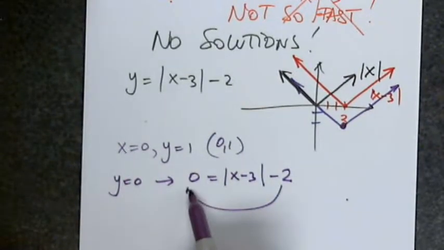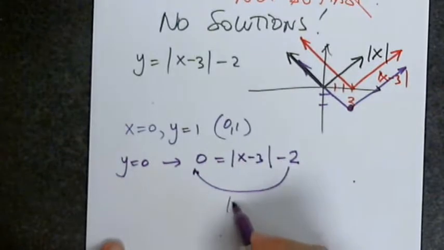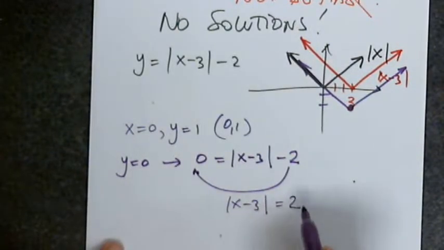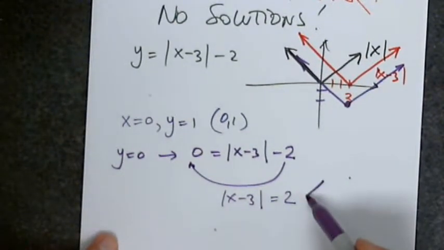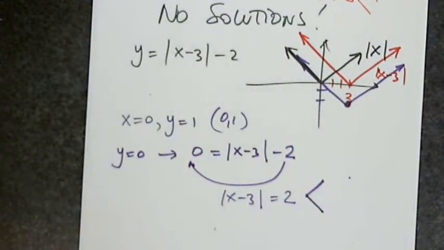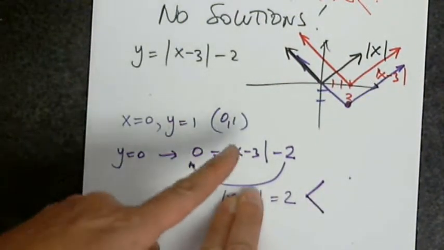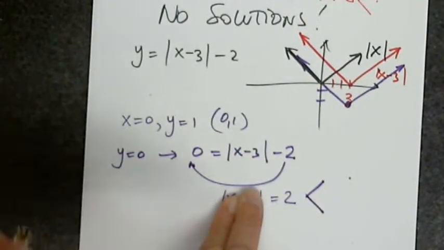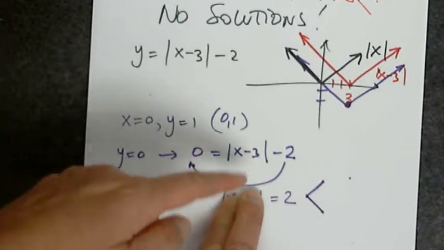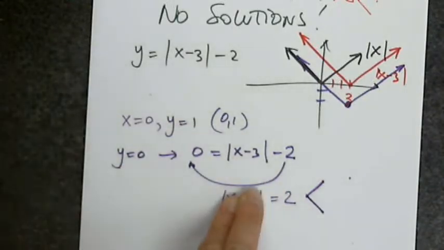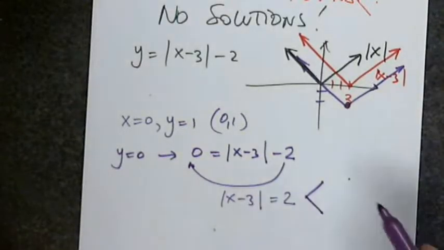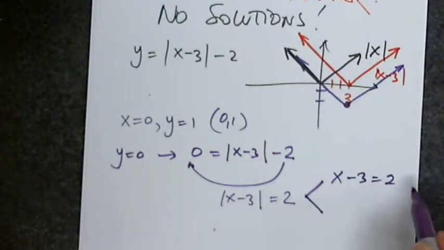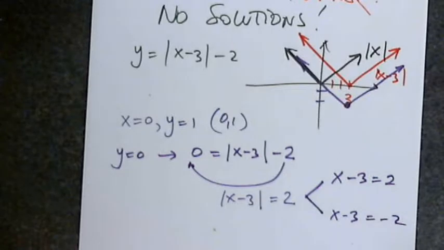I'm going to move 2 here or reverse it. It doesn't matter. The absolute value of x minus 3 equals 2. And as we know, this equation has two options. What can I have here for the absolute value to be 2? What can this number be? 15? No, because the absolute value of 15 is not 2. So what could this be? Exactly. Indeed, x minus 3 equals 2, and x minus 3 equals negative 2.